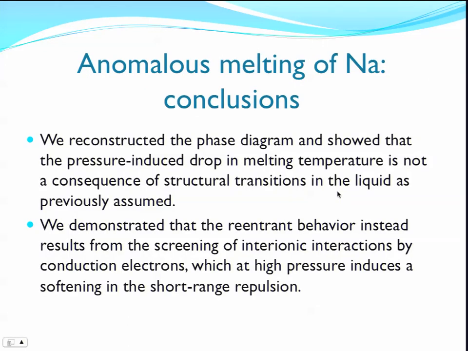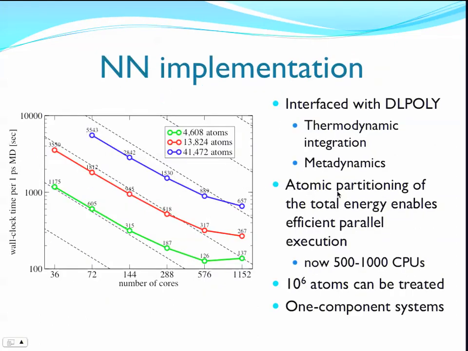Okay, so let me conclude this part of the talk. We reconstructed the phase diagram and showed that the pressure-induced drop in melting temperature is not a consequence of a structural transition in the liquid, as was previously suggested. We also demonstrated that the reentrant, or anomalous, behavior results from the screening of interatomic interactions by conduction electrons, which at high pressure induces softening in the short-range repulsion. Okay, so this is all that I want to say about our applications of this neural network method.